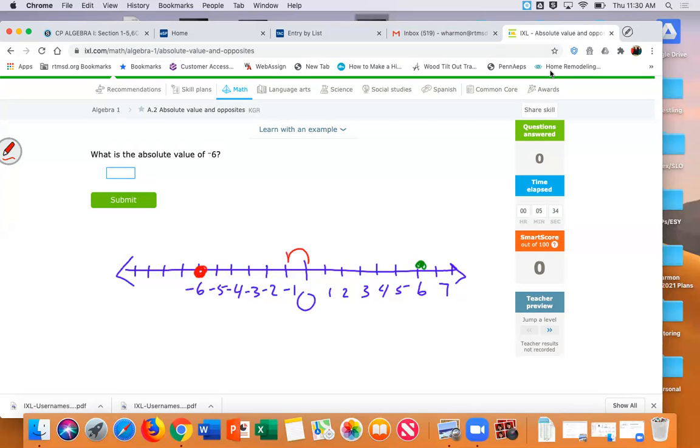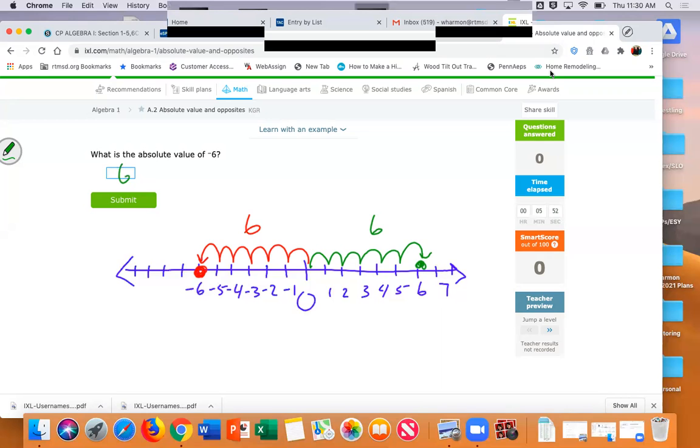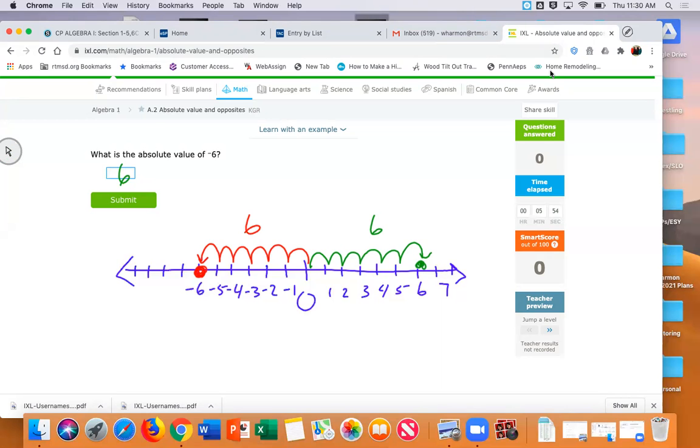So negative 6 is 6 units away from zero, and 6 is 6 units away from zero. So that's why the absolute value is talking about the distance. What is the distance from 0 to negative 6? That's why it's 6, okay? But notice we have two answers.